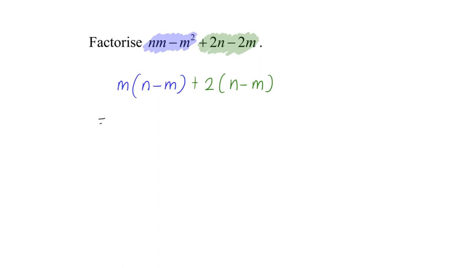And the moment you do this, then we can see that the bracket n minus m is a common factor that we could take them out. And I'm left with m plus 2.